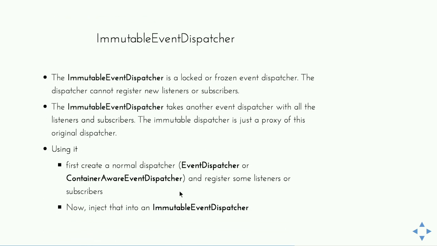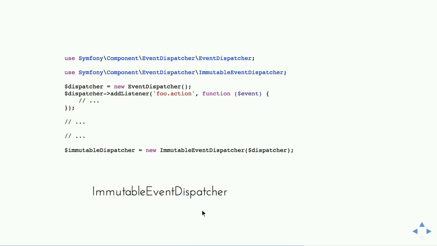You also have the immutable event dispatcher, wherein you can stop other people from adding further listeners and further subscribers to your event dispatcher. So you would have your normal event dispatcher, and then you would add certain listeners and subscribers to it, and then you would pass that event dispatcher as an argument to your immutable event dispatcher. And then when you call addListener on your immutable event dispatcher, you would get a BadMethodCallException. So this is how you would do it.